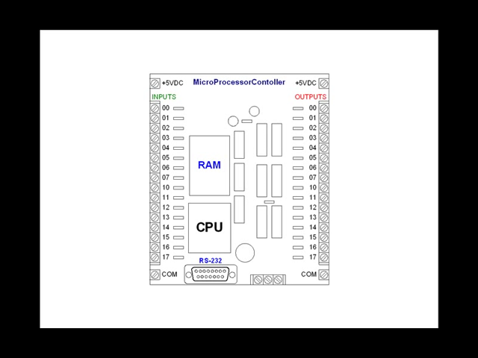Notice the two columns of screw terminals on both the left and right edges of the circuit board. One is marked inputs and the other is marked outputs. The original controller used octal addressing for the inputs and outputs, as you can see. We have done the same here.